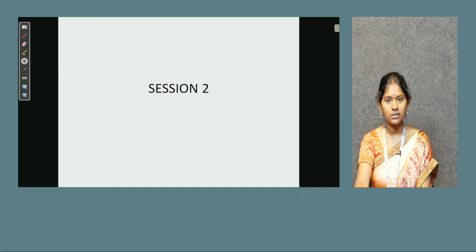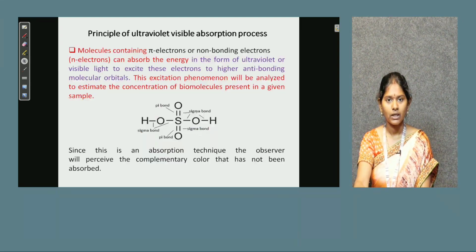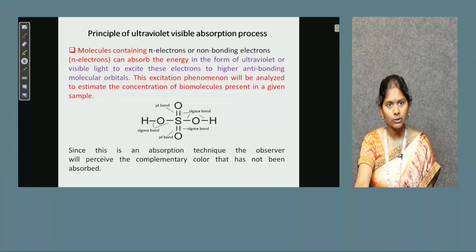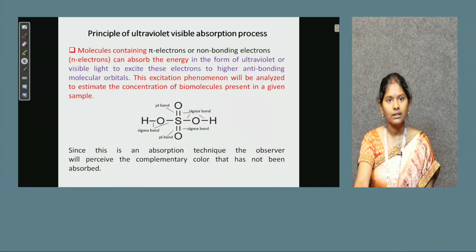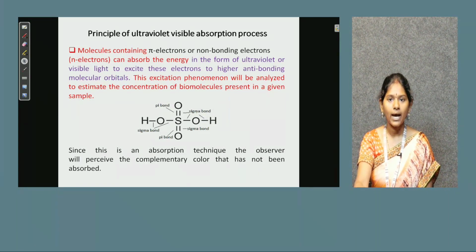We'll start with session 2, that is ultraviolet visible spectroscopy. In the previous session we learned about the principles of spectroscopy and an overview of spectroscopy. Today we'll start section 2, the ultraviolet visible absorption spectroscopy. Spectroscopies are of various types, and one among them is UV visible spectroscopy.